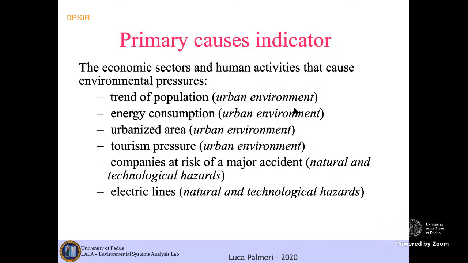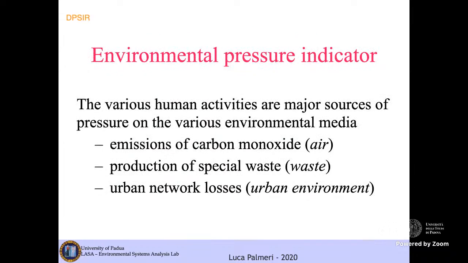Okay, primary causes indicators: economic sectors and human activity that cause environmental pressure, trend of population, for example, urban environment, energy consumption, again for the human environment, urbanized area, that is paved area, tourism pressure, all the urban environment, or companies at risk of major accidents, which may have natural and technological hazards, or electric lines, natural and technological hazards as well.